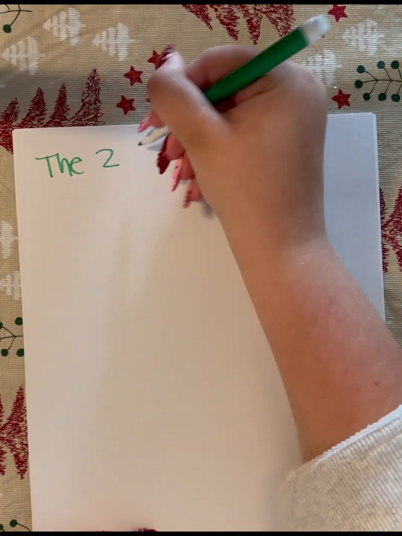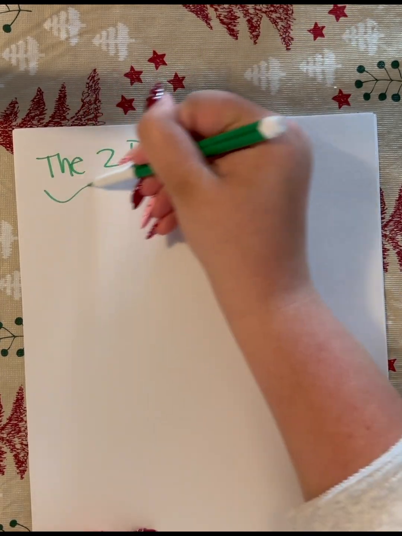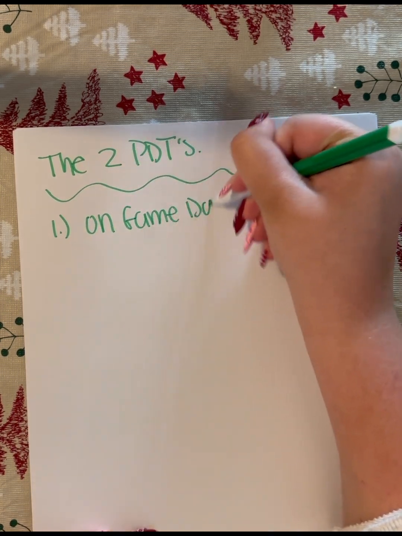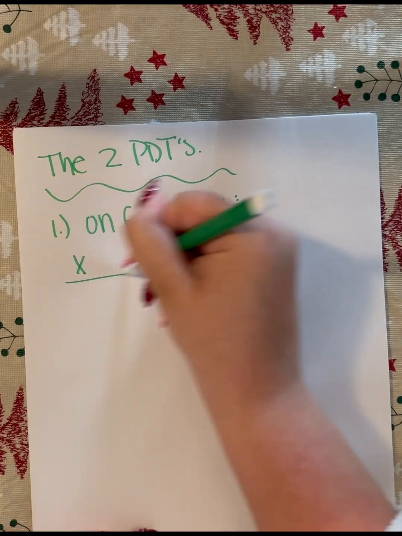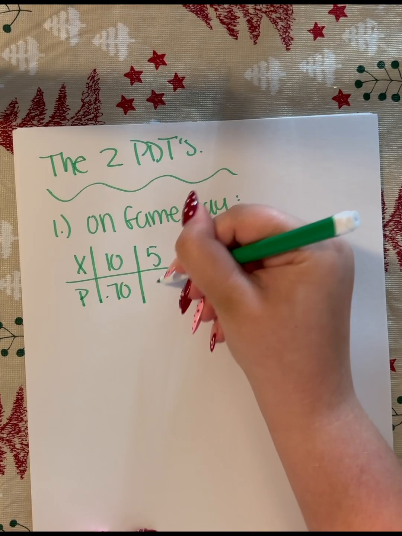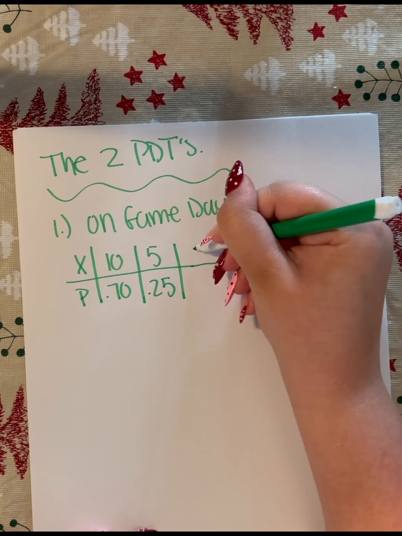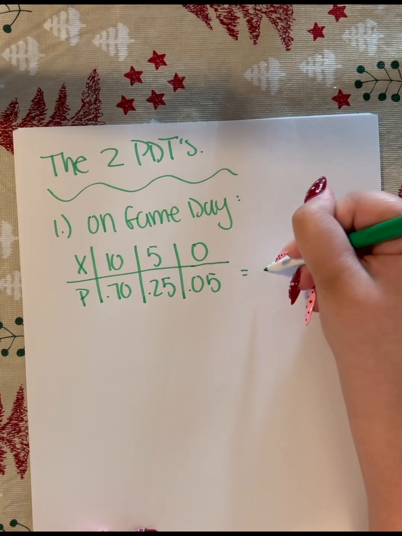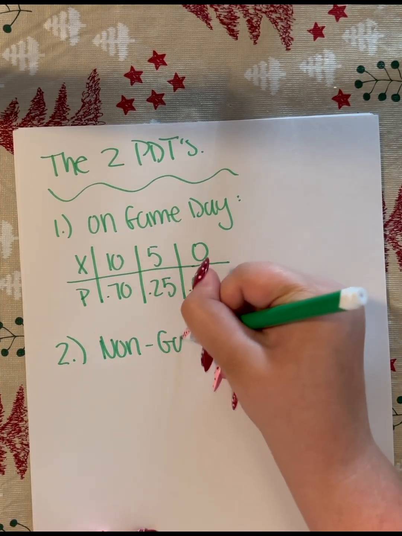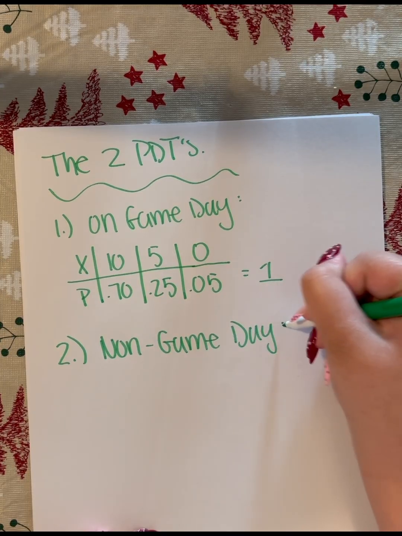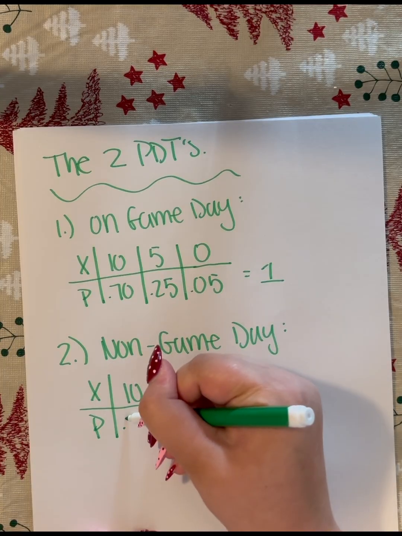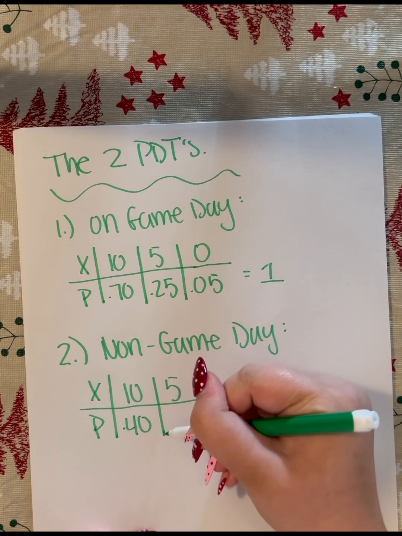So now these are going to be our two probability distribution tables. On the PDT, you have your X, your numerical value, with the sightings of Rocky, and your P, your probability of seeing or not seeing Rocky. Our first PDT is of game day with the sightings being 10, 5, and 0. So for seeing Rocky 10 times on game day, there is a 70% chance of this occurring. The same values of X are used on non-game day with the probabilities only changing. Remember, the probabilities must equal 1 in each PDT table.